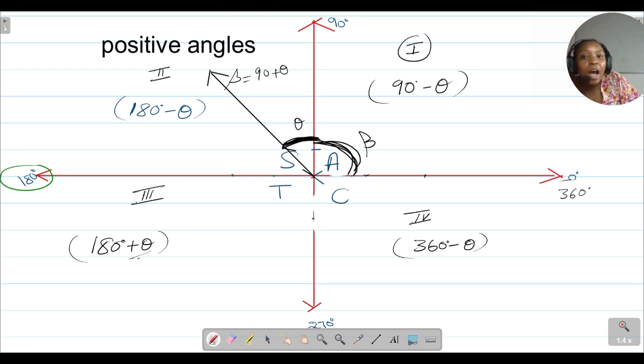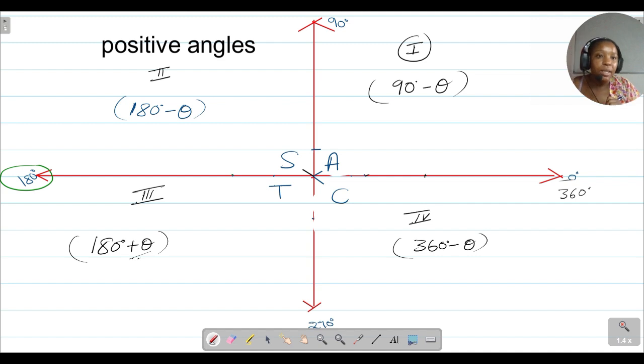So that is basically how these reduction formulas are formulated. That's where the whole concept comes from. I just wanted to explain that so that we all understand what's happening and where they come from. We can also refer to the second quadrant as the 90 degrees plus theta quadrant, because an angle that falls within the second quadrant is an angle that is more than 90 degrees, 90 plus theta, or an angle that is less than 180 degrees, 180 minus theta.